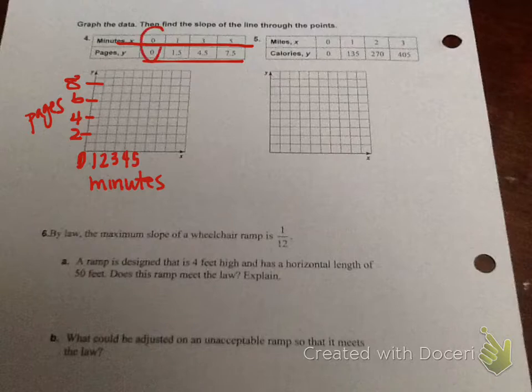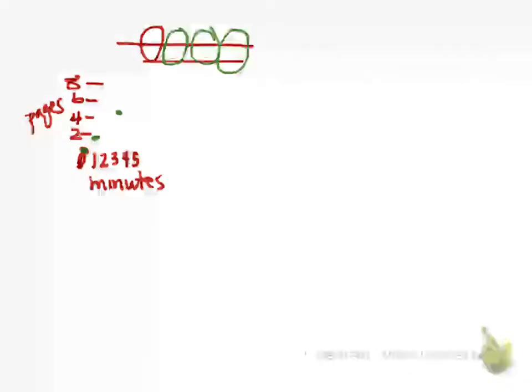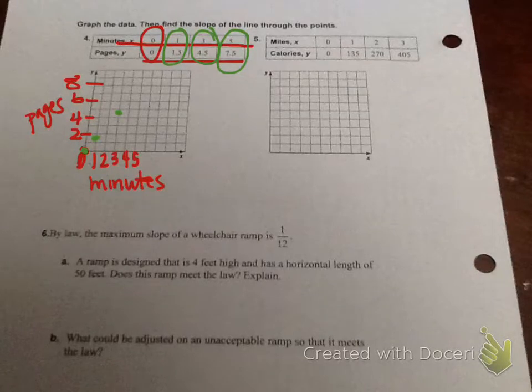So I look at this first point is at 0, 0. My next point is at 1, 1.5. My next point is at 3, 4.5. My next point is at 5, 7.5. Let's see. So here's my line.